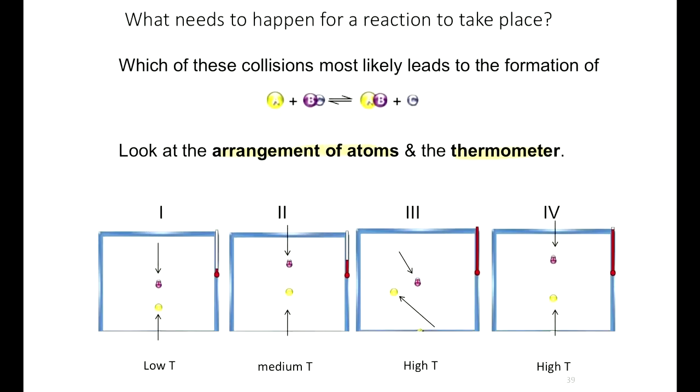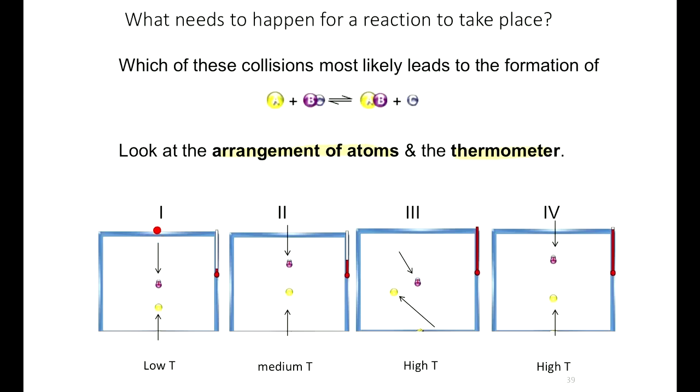Same idea. We're combining two reactants. Remember, it's collisions that lead to chemical reactions. So look at the different orientation vectors of these collisions and look at the temperature. In the corner, you can see the temperature gauge of these four pictures, but I also tell you what they are here. This one is low temperature, while number 4 over here is high temperature. Which of these collisions is most likely to form a product?